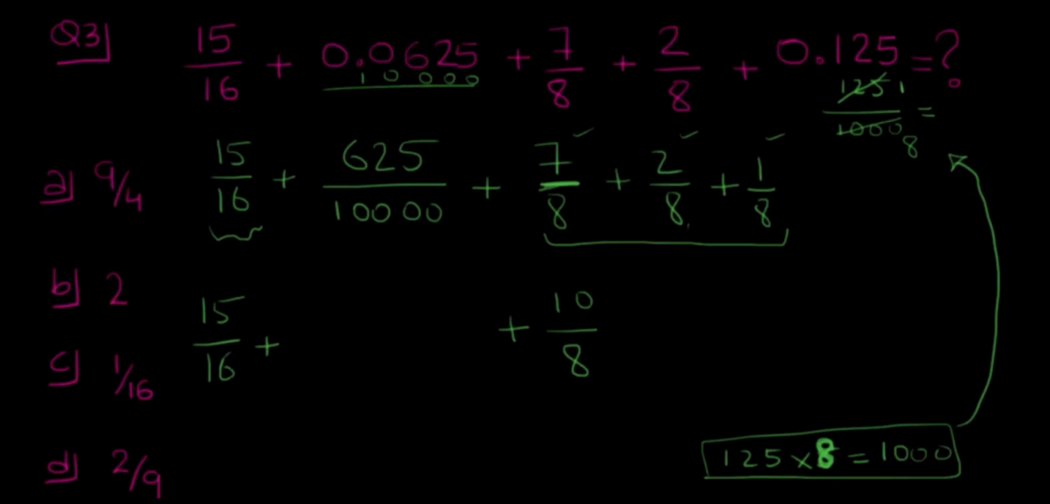Let's say 625. Is it divisible in the table of 5? It's divisible in the table of 5 because 625 ends in 5. So if I divide that by 5, that would give me 125.